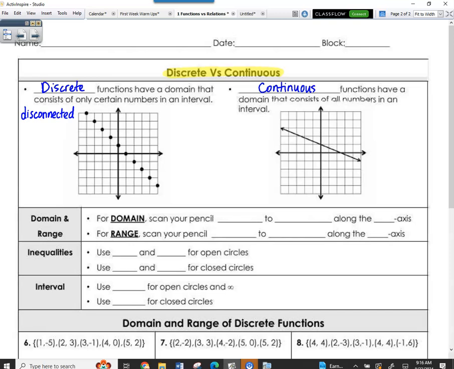These are two vocab words. Domain: scan your pencil from left to right along the x-axis. We already said the domain is the x values. Range: scan your pencil from low to high along the y-axis.